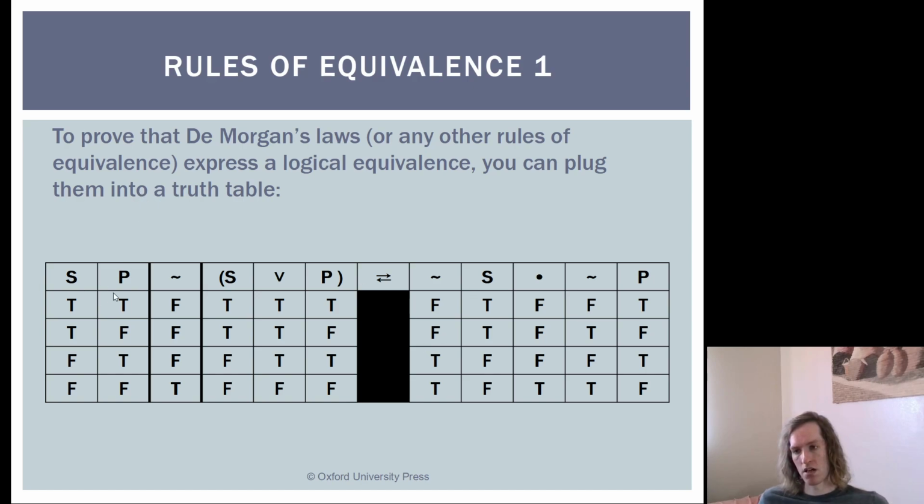So we have our base columns here, S and P. We have our first statement: it's not the case that S or P. So the major operator is this negation. In the second case, it's not the case that S and it's not the case that P. The major operator is this conjunction. So we can see that in both of these columns, the truth values are false, false, false, true. So these are logically equivalent, but hopefully De Morgan's is relatively easy to wrap your head around in terms of understanding why, if it's not the case that S or P, then this means that it's not the case that S and it's not the case that P.